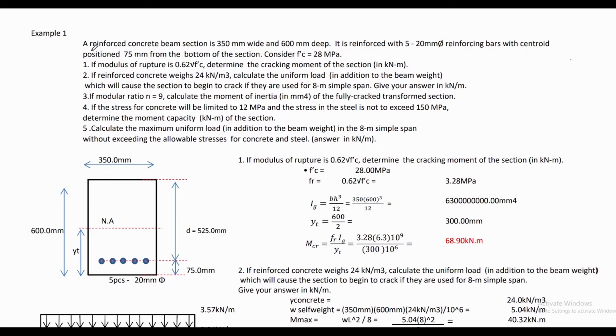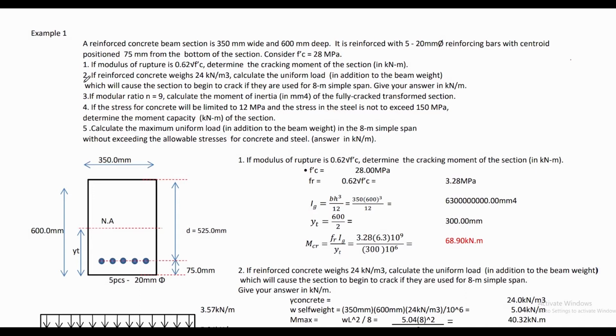The centroid is positioned 75 mm from the bottom of the section. Consider f'c equal to 28 megapascal. Number 1: if the modulus of rupture is equal to 0.62 square root of f'c, determine the cracking moment of the section in kilonewton meter. Number 2: if the reinforced concrete weighs 24 kilonewton per cubic meter, calculate the uniform load in addition to the beam weight, which will cause the section to begin to crack if it is used for an 8 meter simple span. Give your answer in kilonewton per meter.